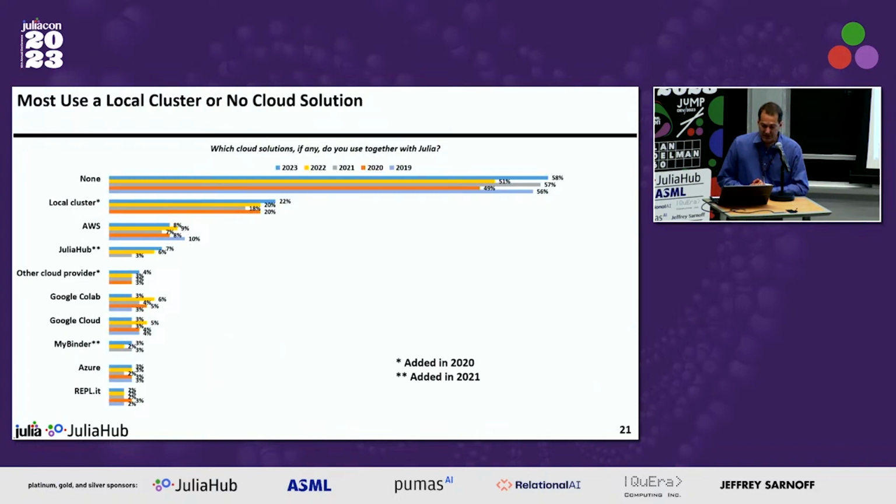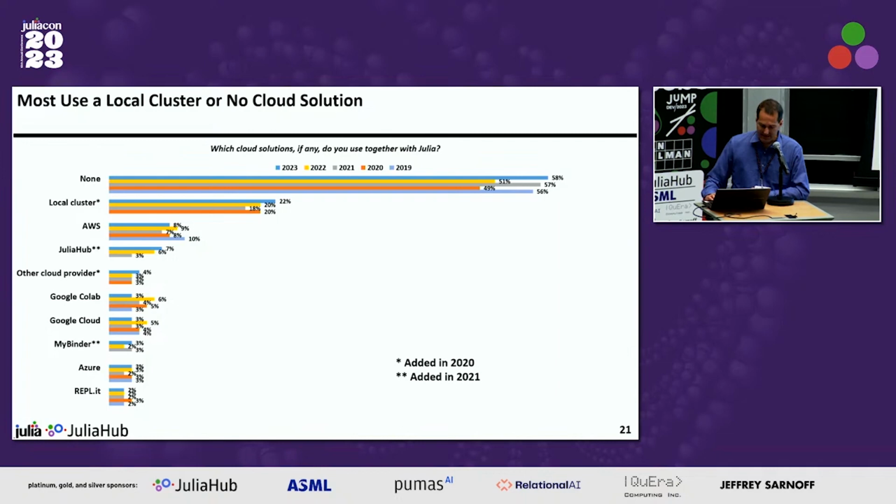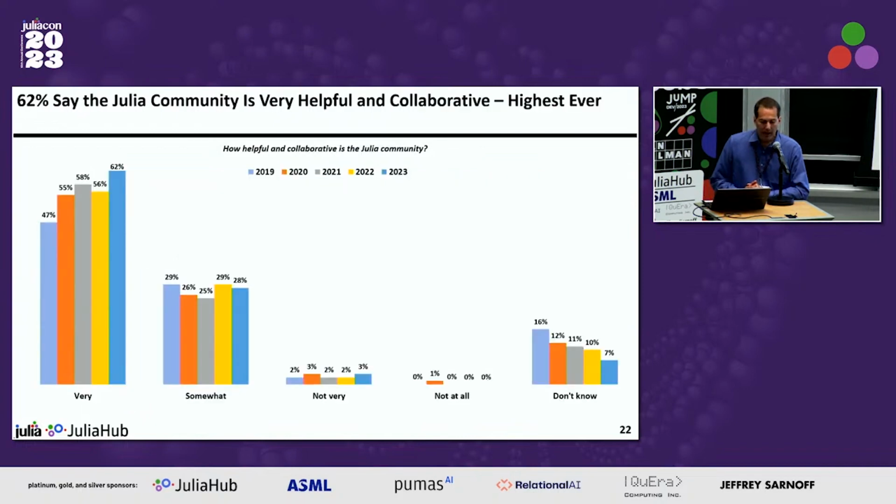What cloud solutions, if any, do you use together with Julia? More than half say none. Among those who do, local cluster, followed by AWS. Julia Hub, we're seeing an increase. Other cloud providers, a bit of a decline in Google. How helpful and collaborative is the Julia community? So we're seeing a steady increase over time in the percentage who say very helpful.